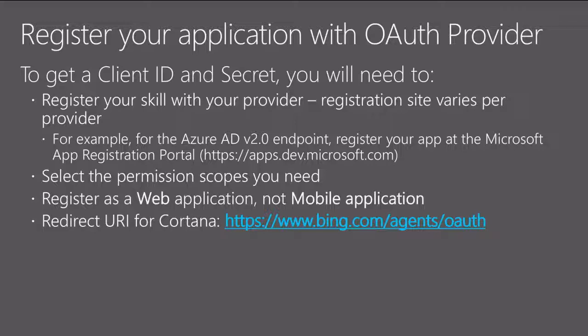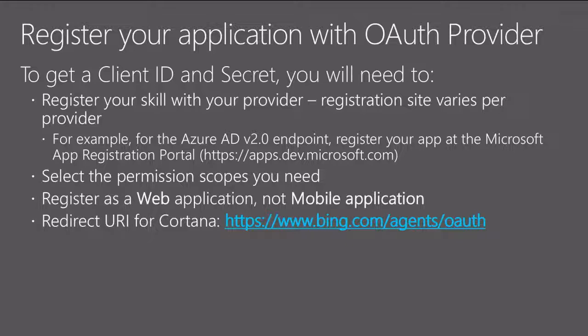Now, as part of setting your skill up for this, there's a couple of phases you have to go through. First of all, you will need to register your application, so your skill is an application in this case, with your OAuth provider. Now, the way you do this will vary by the OAuth provider that you are using, but they will all have similar characteristics.